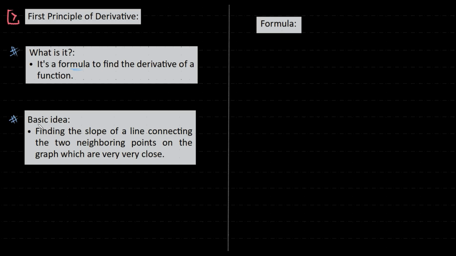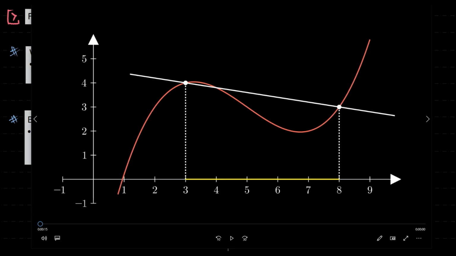Very clear. So we are looking at it to be a formula. What is the basic idea of the formula itself? We're going to find the slope of a line connecting two neighboring points on a graph which are very, very close. Basically, we are finding the tangents. So using the idea of slope and taking 2 points which are very, very close. Okay, let me explain this with a graph.